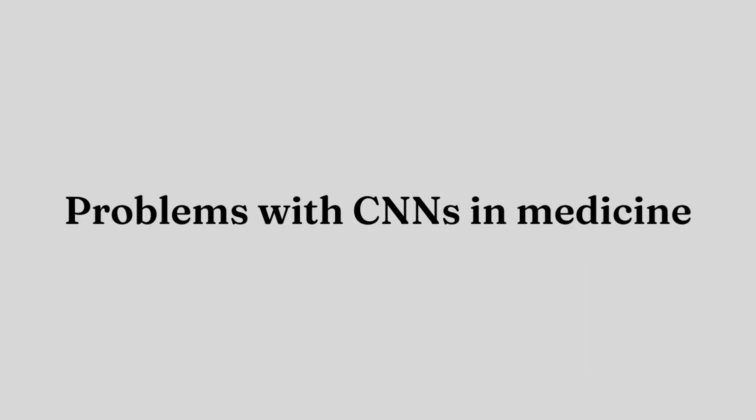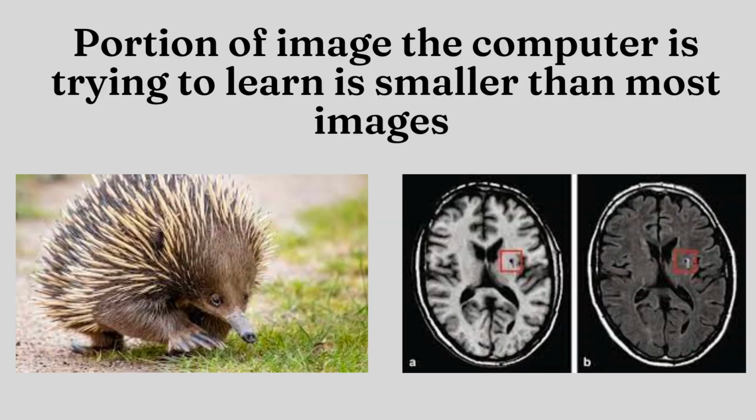Okay, all that sounds great, but what problems do we see with convolutional neural networks in medicine in particular? First, the computer is trying to learn from an image in which most of the image is not the target image. So in photos of animals, the image is mostly a picture of an animal. But in medical imaging, the target image is a very small part of the whole image, like an abnormality in the brain, for example. Compared to the size of the information about the whole brain, that's a comparatively small amount of data.